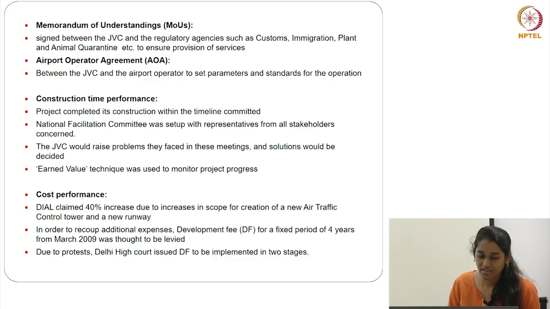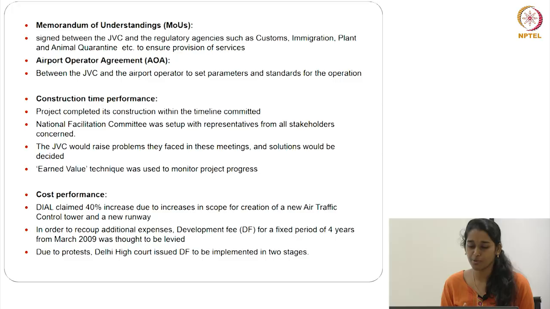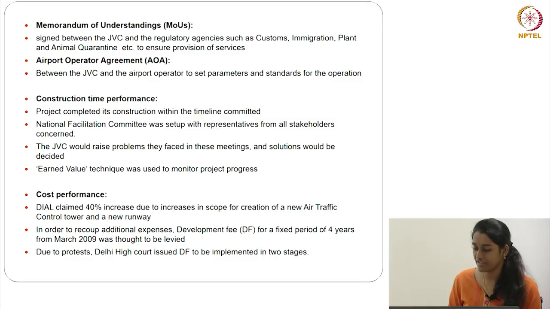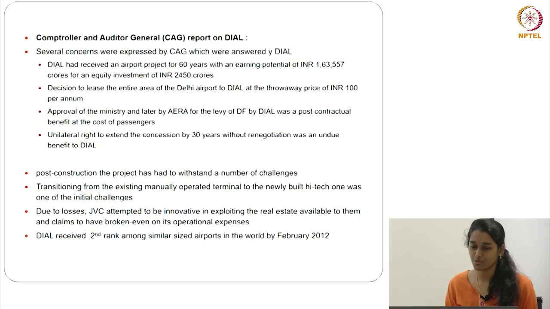And on cost performance, initially they claimed it would be something, but later they said it would be 40% more than that. It's because of the creation of a new air traffic control. In order to recoup these additional expenses, they would levy a development fee for 4 years, but there were again issues with it. So the Delhi High Court directed that it should be implemented in 2 stages. There was much criticism, and many concerns from the CAG on DIAL, but DIAL answered almost all.